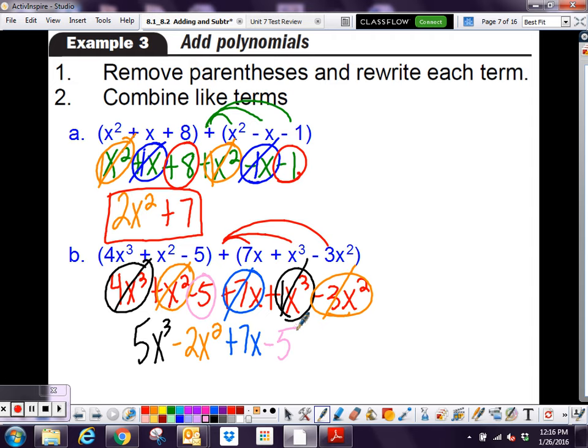And there's our answer. Just double check your answer at the end. Make sure you don't still have multiple of the same term. So notice we have an x cubed, an x squared, an x, and a constant. So we know we're done.